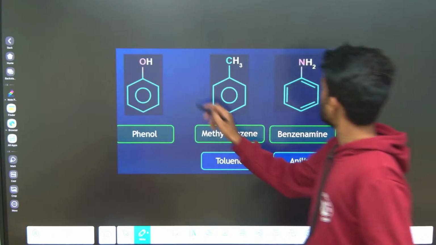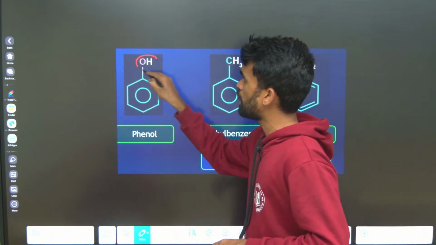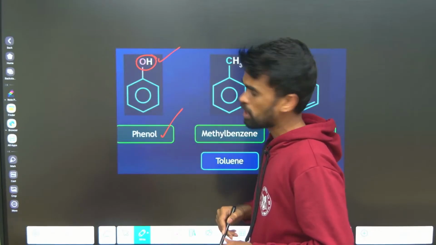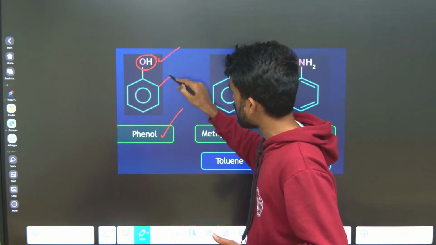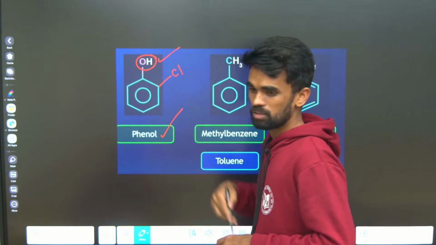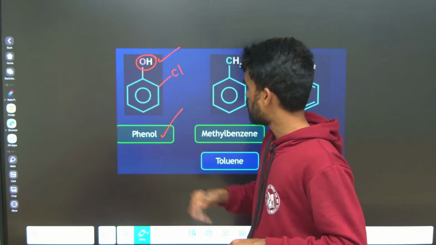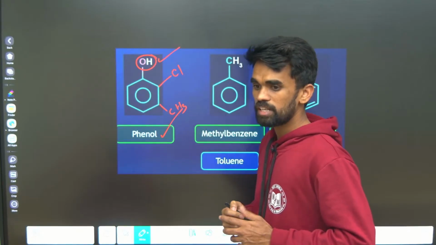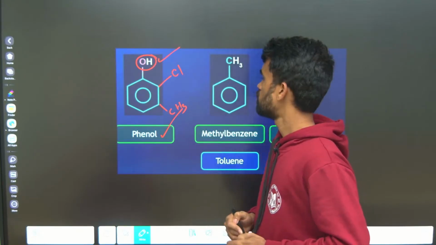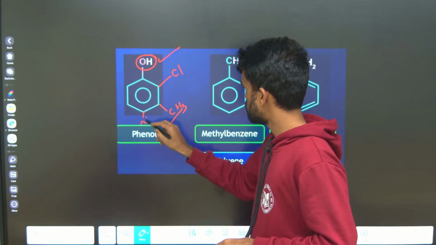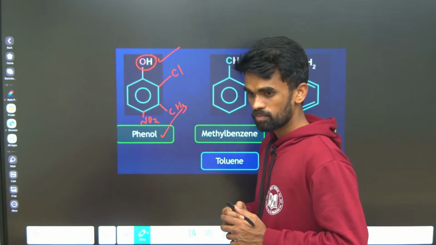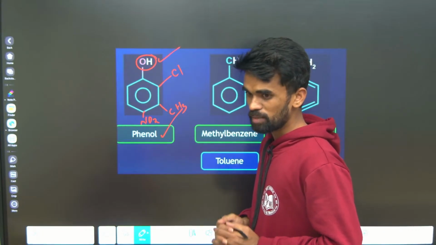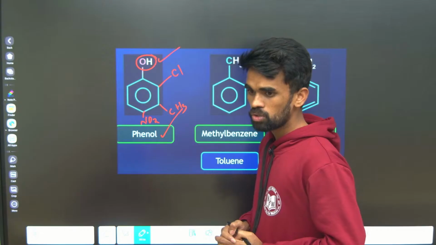See, on a phenyl ring, if you have OH, you should call it phenol. Now if this phenol has some chlorine here, 2-chlorophenol. And here I have methyl: 2-chloro, 3-methyl phenol. If I have a nitro group here: 2-chloro, 3-methyl, 4-nitro phenol.